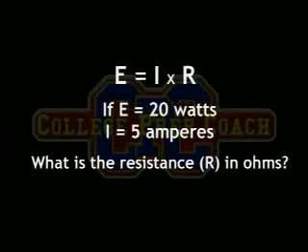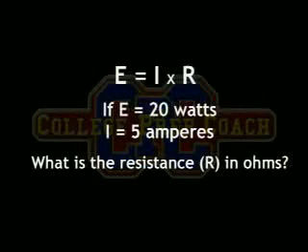math. Here it is. In Ohm's law, the relation between voltage, current, and resistance is given by the formula E is equal to IR, where E is voltage in watts, I is current in amperes, and R is resistance in ohms. Is your head spinning yet? Don't worry. Here's the question. If the voltage is 20 watts and the current is 5 amperes, what is the resistance in ohms?